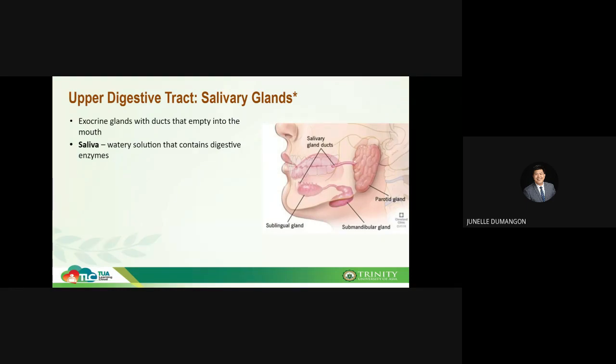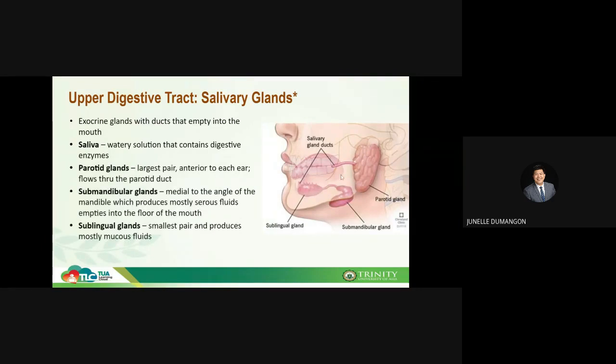Good job to the 5, 6, 7 people who answered the question. So the three salivary glands that we have are the following. The parotid gland, which is in front of the ears. Okay, the parotid gland is the largest of all the salivary glands. Okay, and what do we call their duct? We call it the parotid duct.